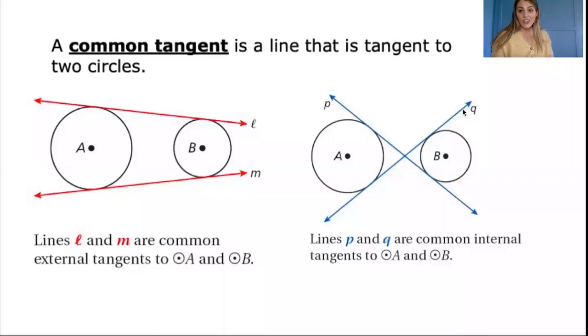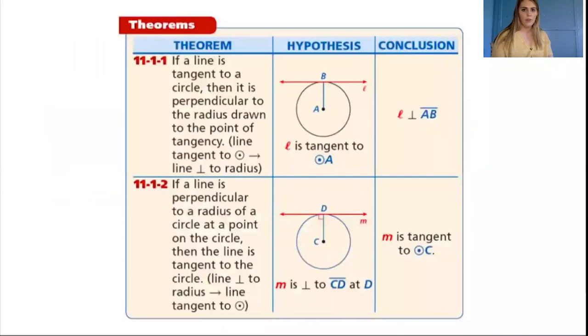A common tangent is a line that is tangent to two circles. So you can see a couple of different ways that can show up. The circles, the lines could never touch, or the lines could cross. It just depends on how it's laid out. There's a couple of theorems.